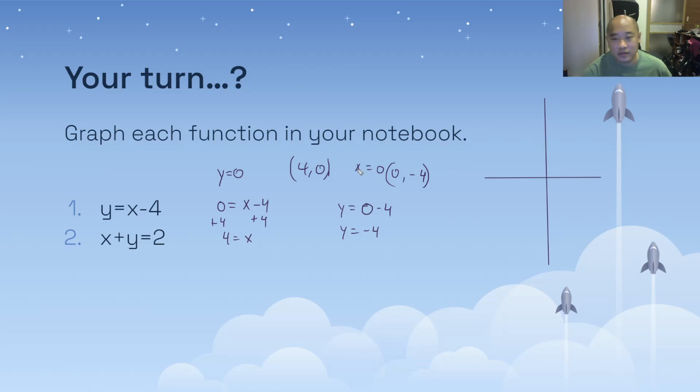Okay, so the first one is 4, 0. 1, 2, 3, 4. 4 zeros right there. The next one is 0, negative 4. 1, 2, 3, 4. So it would look something like that.